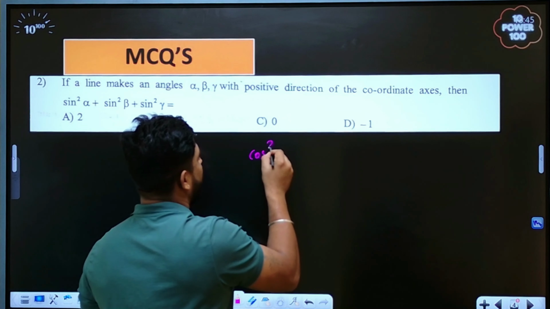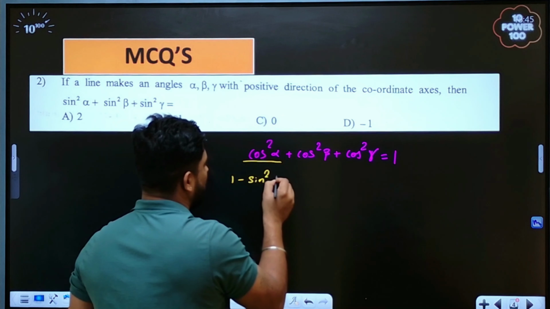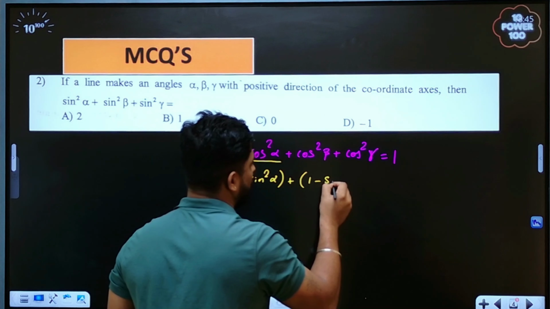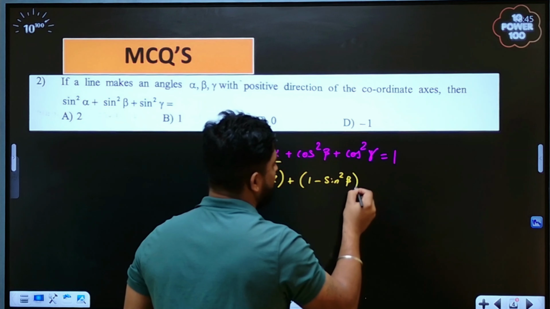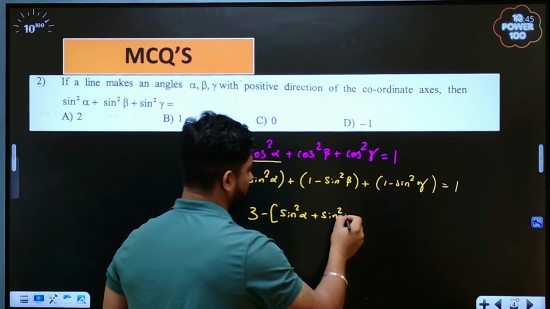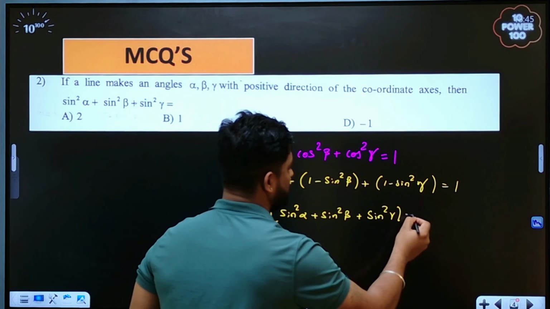Can I take cos square alpha as 1 minus sine square alpha? So 1 minus sine square alpha, similarly 1 minus sine square beta plus 1 minus sine square gamma is equal to 1. Now if you add all the 1, 1, 1, you get 3, right? So 3, I'll take minus common. You get minus of sine square alpha plus sine square beta plus sine square gamma is equal to 1.